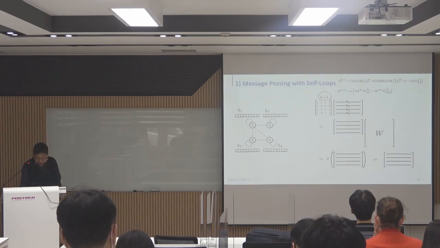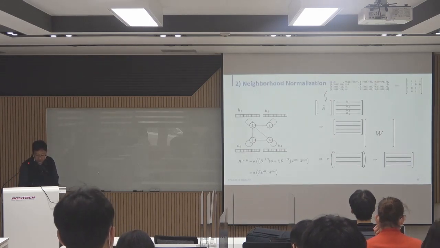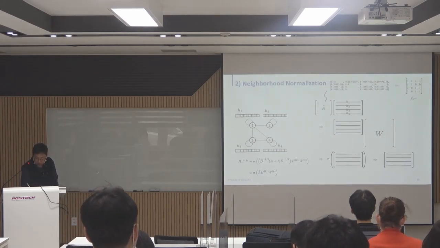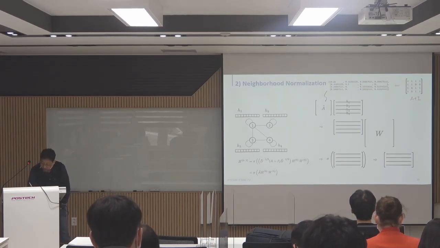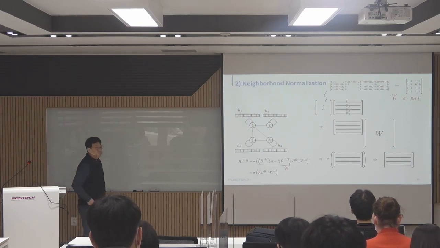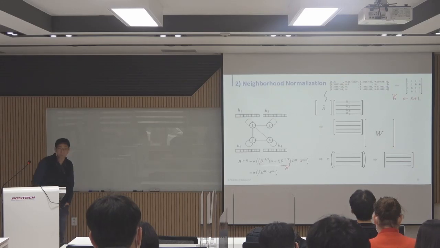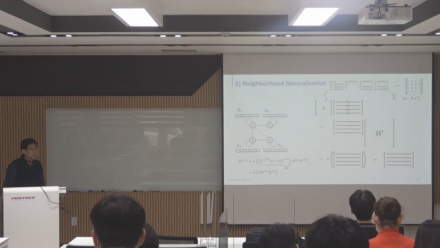Now I want to normalize it. So this one was A plus I, and I'm going to use A tilde. And these are the A tilde matrix. So those are the finer things.